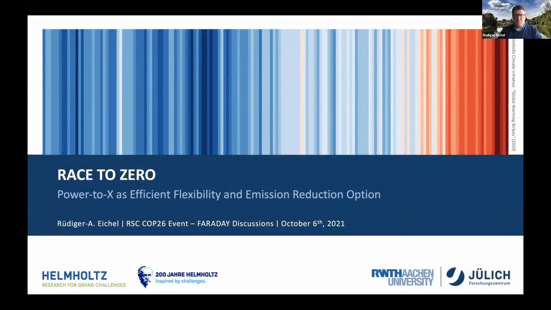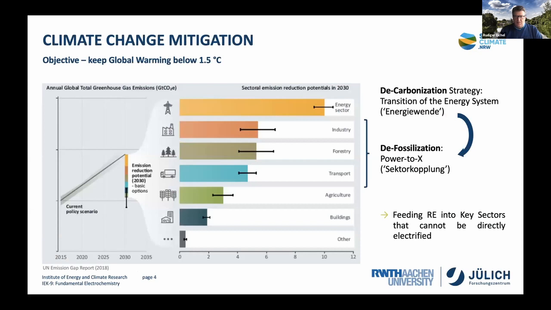Yeah, so many thanks to Peter for setting the scene. So I'd like to talk about a particular approach, which we named Power to X, as an efficient flexibility and emission reduction option. And as we have seen, we are following a race to zero. So what can we do in order to enable all industrial key sectors to contribute to our emission goals? So we have the energy sector, and this has been shown it's quite easy by a strategy of decarbonization, which means a transition of the energy system towards renewables.